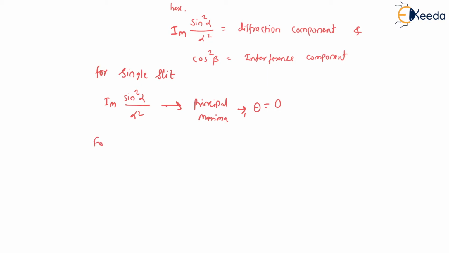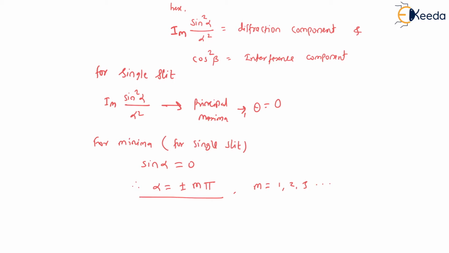Now for minima, again no doubt for single slit. Here for minima, we know the condition that the value of sine alpha should be equal to 0. Therefore, this alpha will be equal to, we have written in general, plus minus m pi. Here the value of m will be 1, 2, 3 and so on. Here m will not take the value 0. Why? Because that belongs to principal maxima. So this is the condition for minima for single slit, that is for the diffraction component.